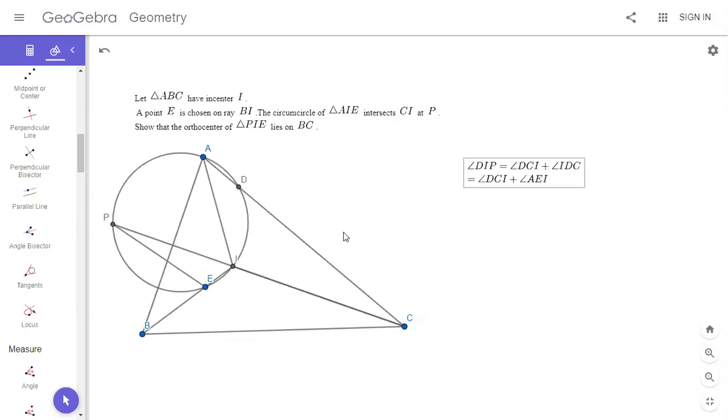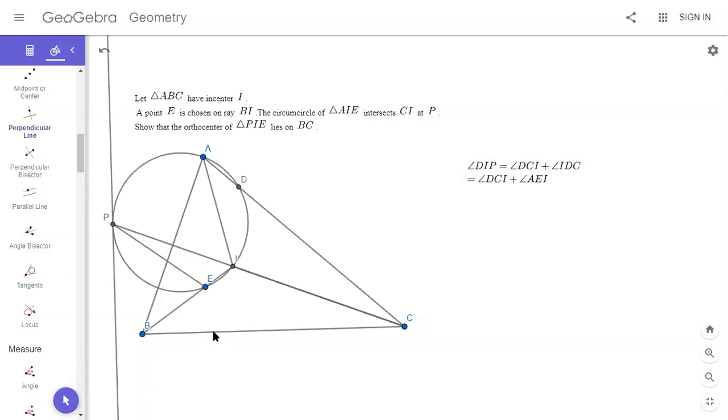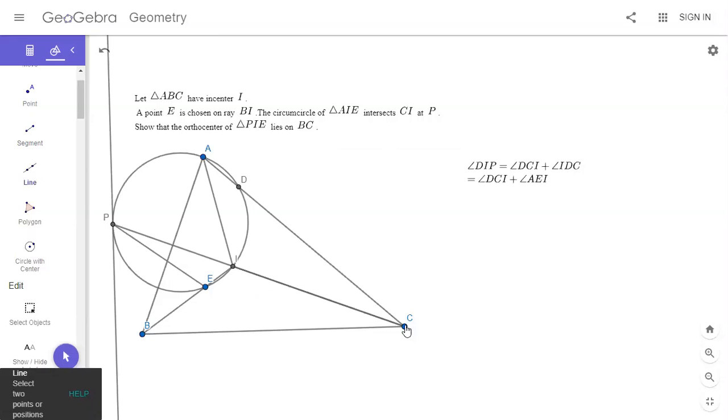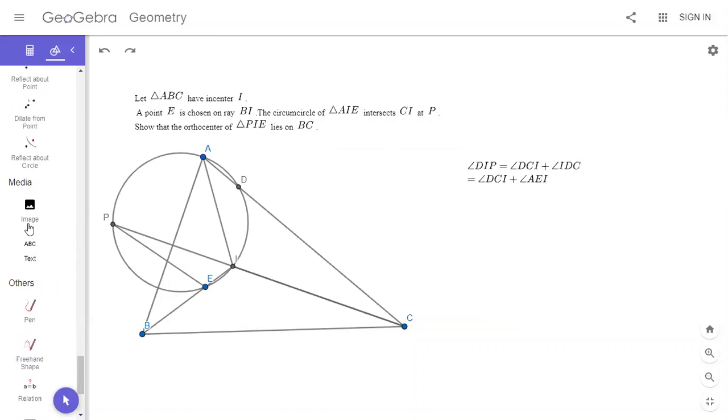Should we drop the perpendicular from P to BC, then try proving that the line joining their two points of intersection is perpendicular to PE? Do you say the perpendicular from P to BC? Yes. Let's see. No, sorry, I'm mistaken. That's all right. I think I have an idea. Hold on just a sec.